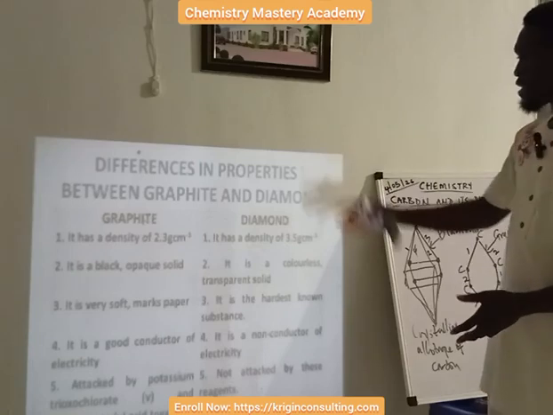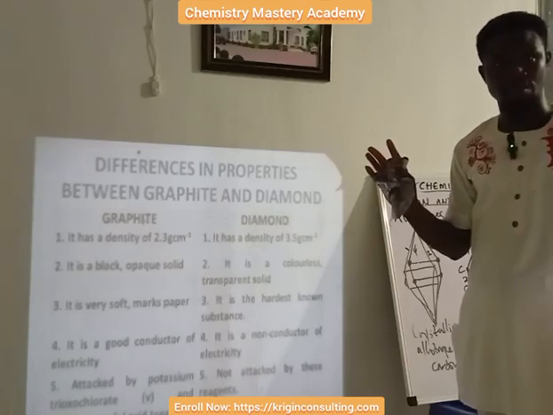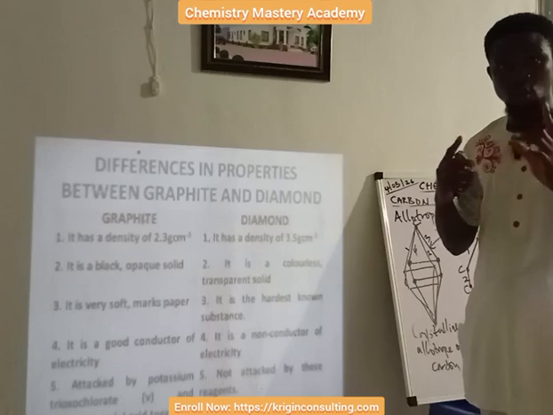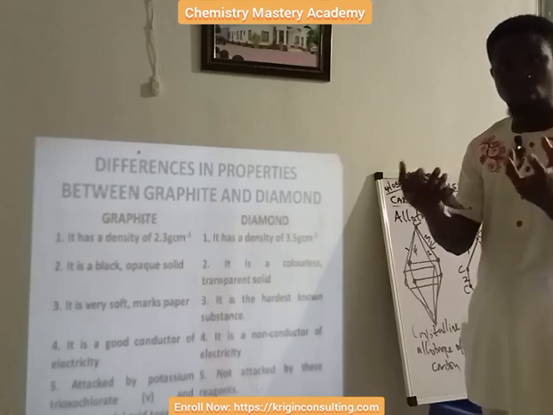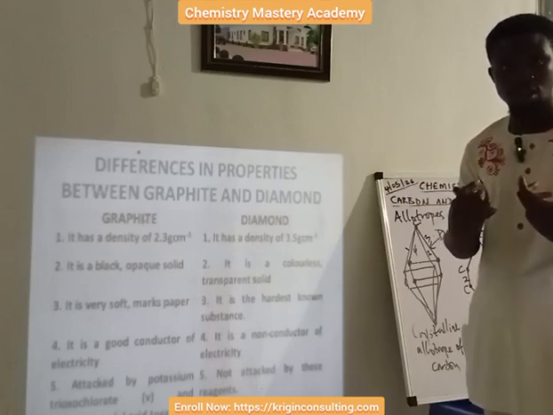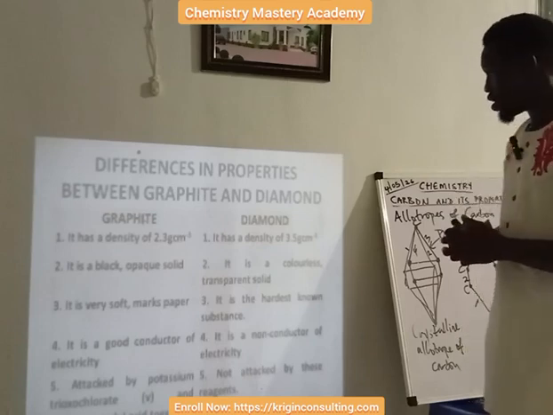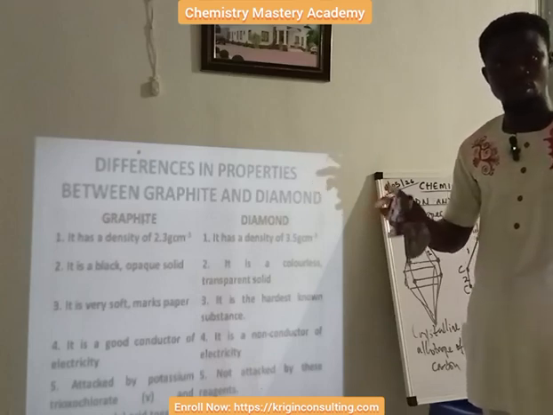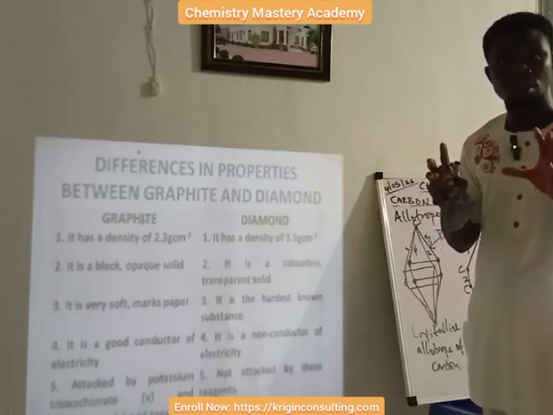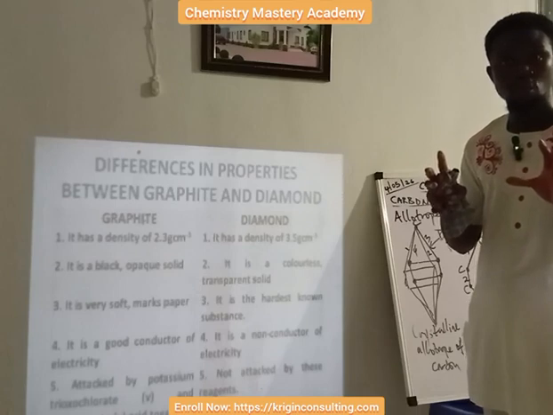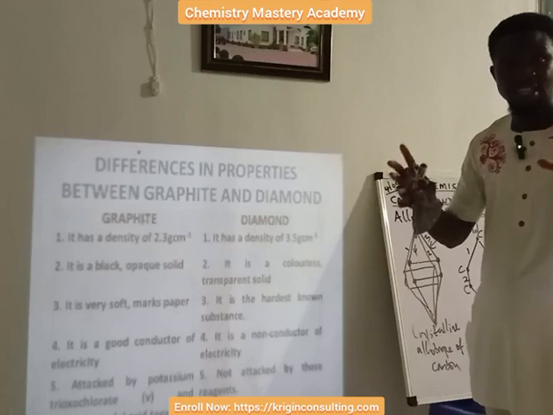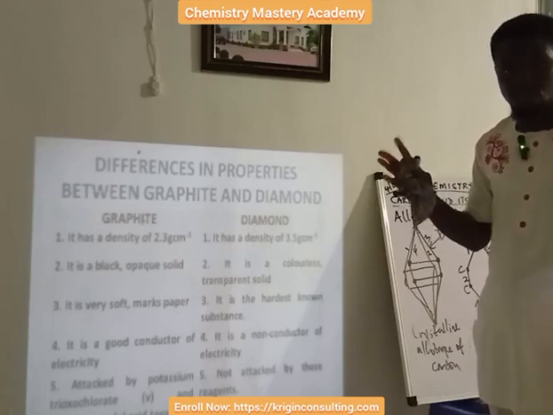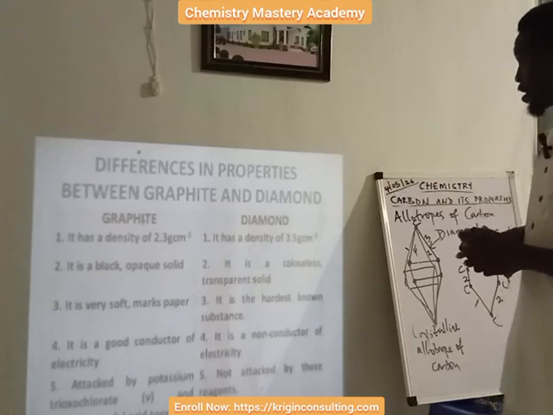Next up, graphite is a good conductor of electricity. We have said that before because of the presence of what? Electrons that are allowed to move, and because of the potential or its ability to attract what do you call it now? Other what? Electrons. Then diamond, we said it is a non-conductor of electricity because each of the carbon atom that makes it up is already what? Saturated, already has the total number of electrons that they need. So it's balanced.